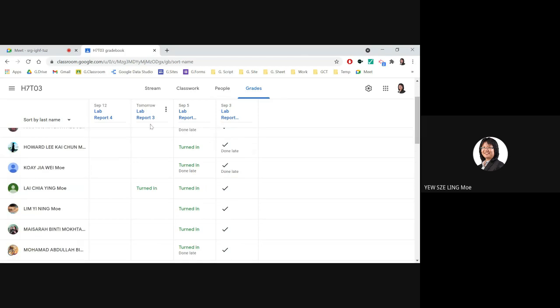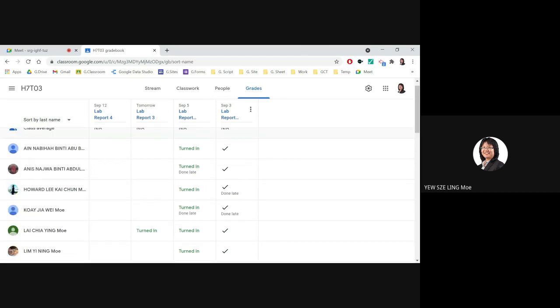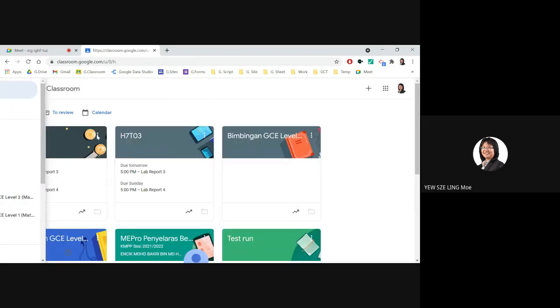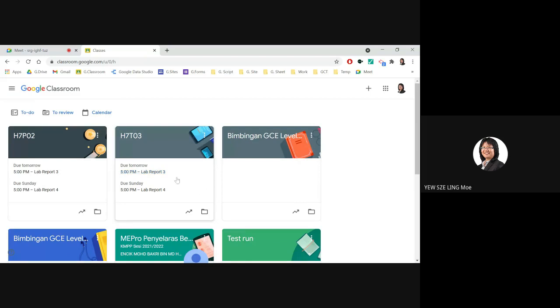So for experiment 3, you still have time, because the deadline that I set is, let's see, there. Lab report number 3 is due tomorrow, and lab report number 4 is due Sunday. Lab report number 4, I give you until Sunday because you don't have to write the theory, you don't have to write the procedure, you don't have to sketch the diagram anymore.